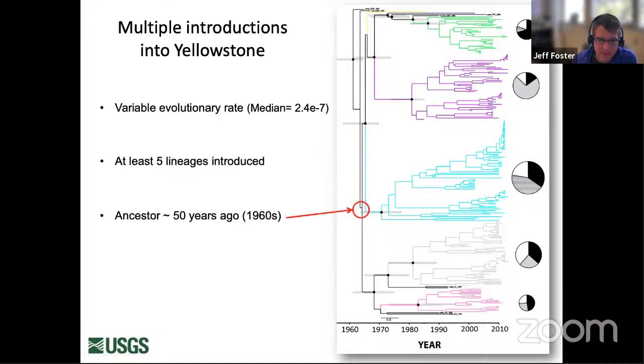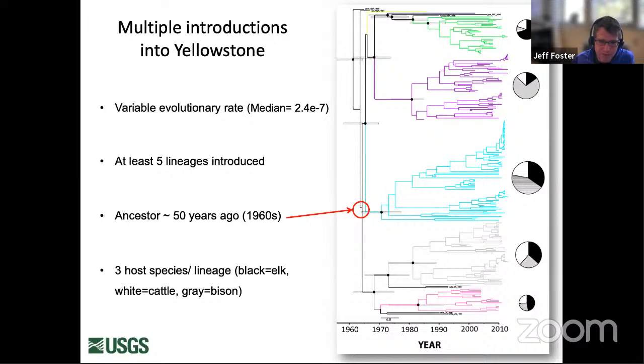So this was the ancestor roughly 50 years ago, which is interesting because it disagrees with the known introduction of brucellosis roughly in the early 1900s. And so the suggestion is that what was initially introduced has died out and is no longer present, and that the ones that we see today were introduced more recently. But pretty wild that these widespread lineages that we have were introduced very recently.